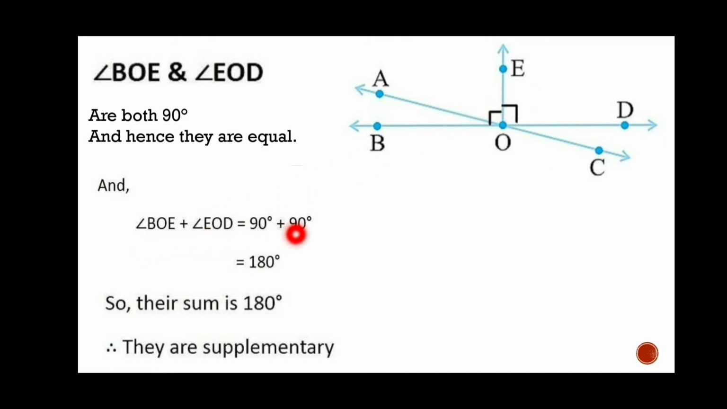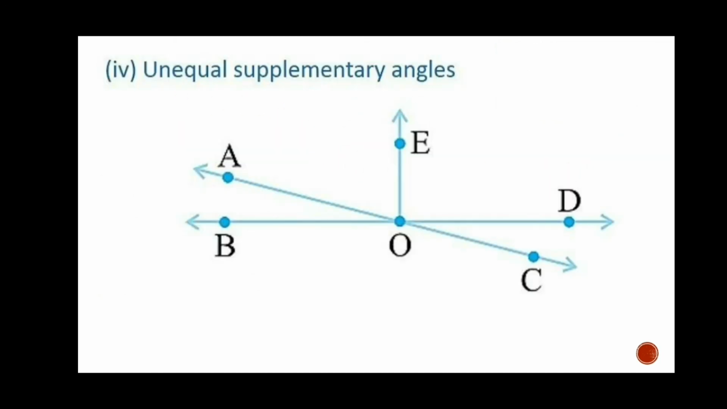And if we add these two angles, this 90 degrees and this 90 degrees, we will get the complete 180 degree angle. So their sum is also 180 degrees. So we have equal and also supplementary angles. So angle BOE and angle EOD are equal and supplementary angles.